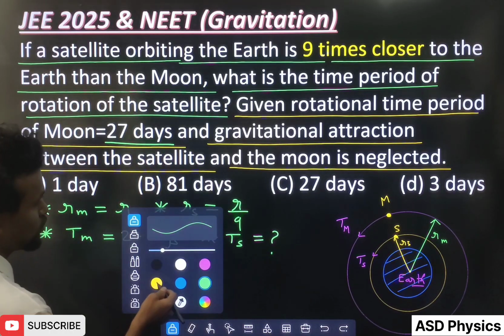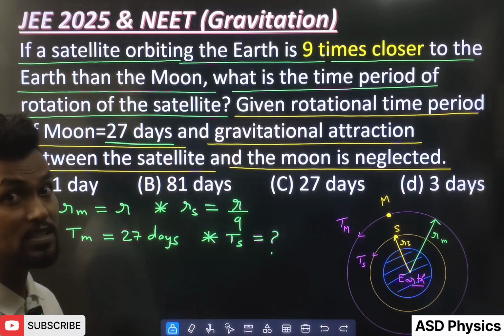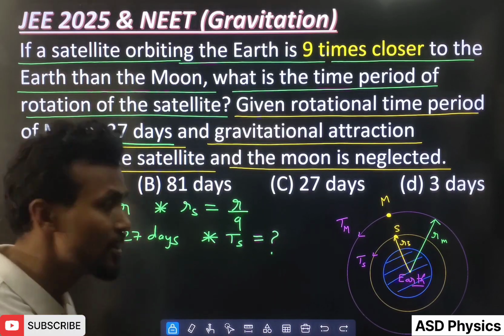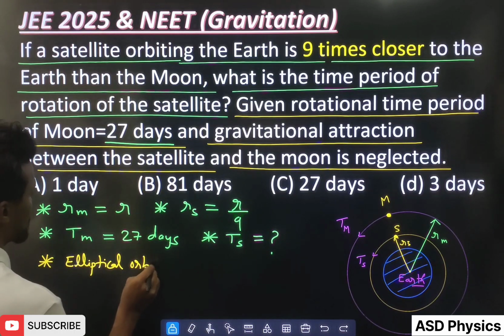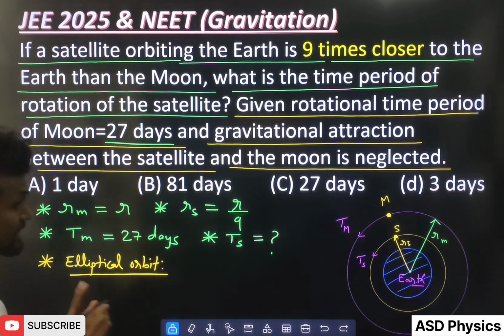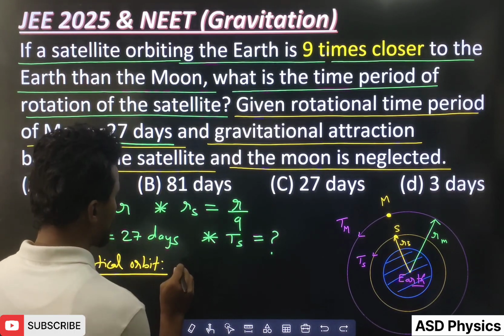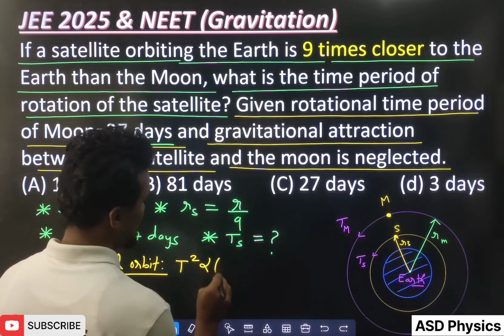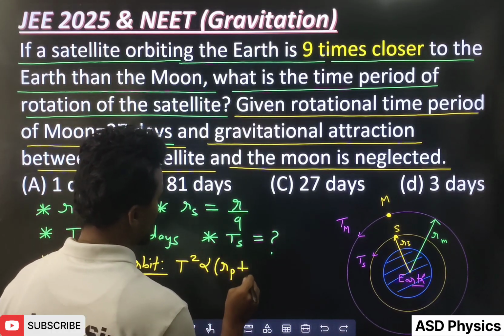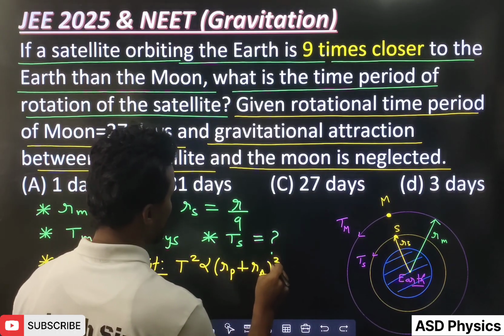So as I have told you, what we have to do is apply Kepler's third law, which is also called the law of orbits. According to the law of orbits, remember that if this is an elliptical orbit, again I am telling, for the elliptical orbit, T square is directly proportional to (RP plus RA) to the power 3.